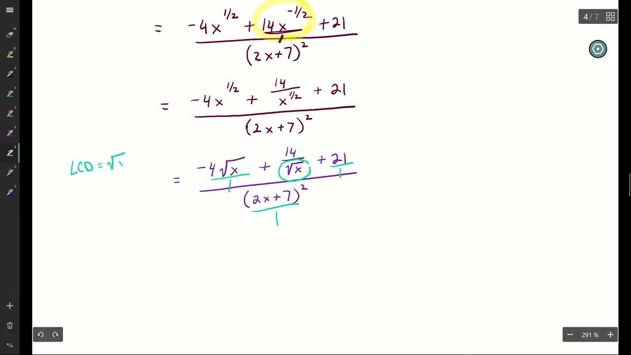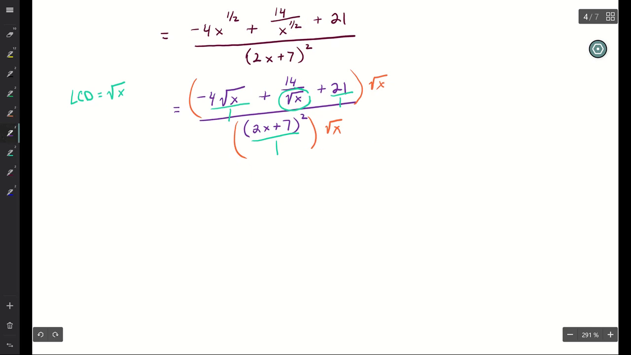So what you're going to do is multiply every single term in this problem by a square root of x. You're going to take the top group, multiply by square root of x, and take the bottom group and multiply by the square root of x. All right, and what this will do is clear out your fractions. All right, we're going to distribute.